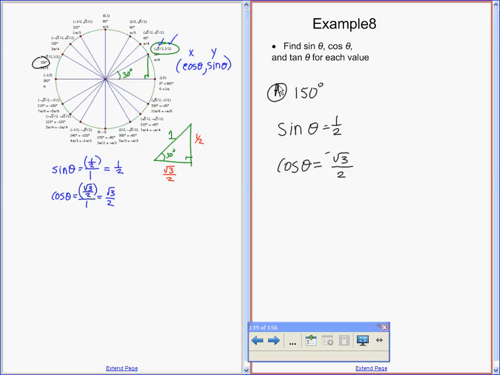And then your tangent, of course, is going to be your sine over your cosine. You should quickly be able to figure that out. So that is 1/2 over negative root 3 over 2, which is 1 over negative root 3. And if you rationalize that by multiplying by root 3 over 3, you're going to end up with root 3 over negative 3, or negative root 3 over 3 there. Okay, so there's an example of how you should be able to use your unit circle.